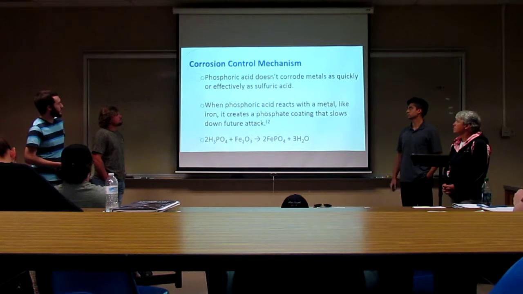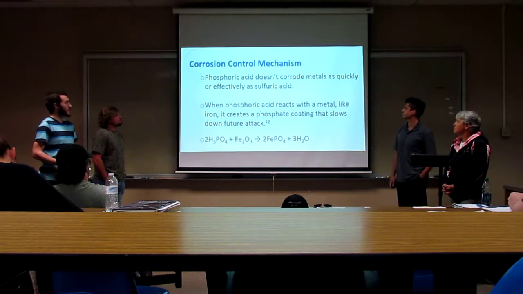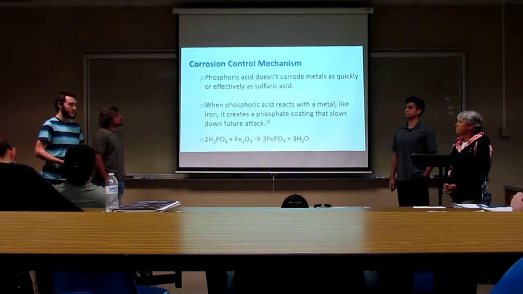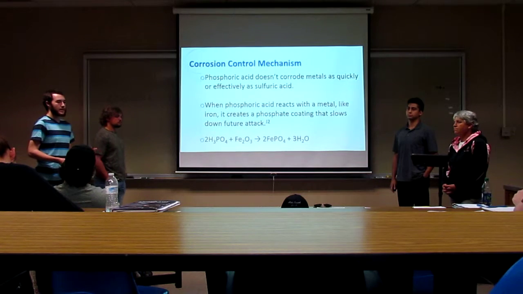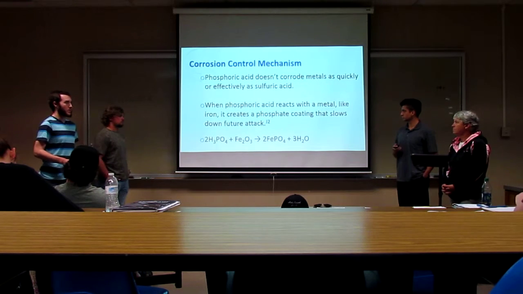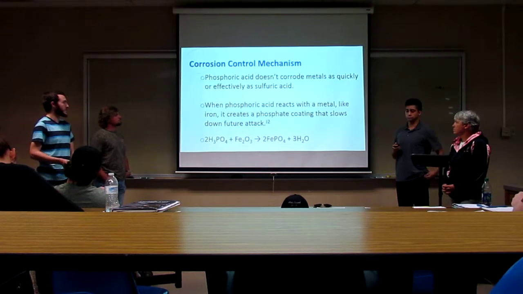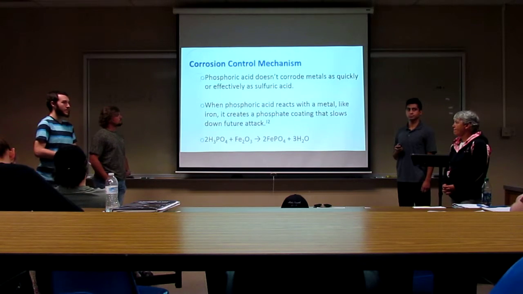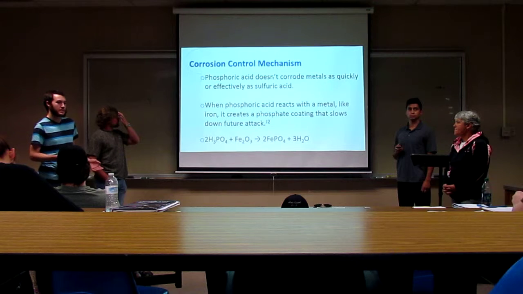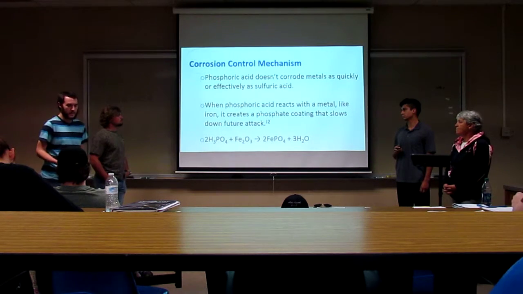The corrosion control mechanism: phosphoric acid doesn't corrode metals as quickly or as effectively as sulfuric acid. However, it still corrodes them at a slow rate, so over time you'll see more corrosion taking place. But whenever it reacts with a metal, like iron, it creates a phosphate coating that will slow down future attack, even though it will still corrode the metal.